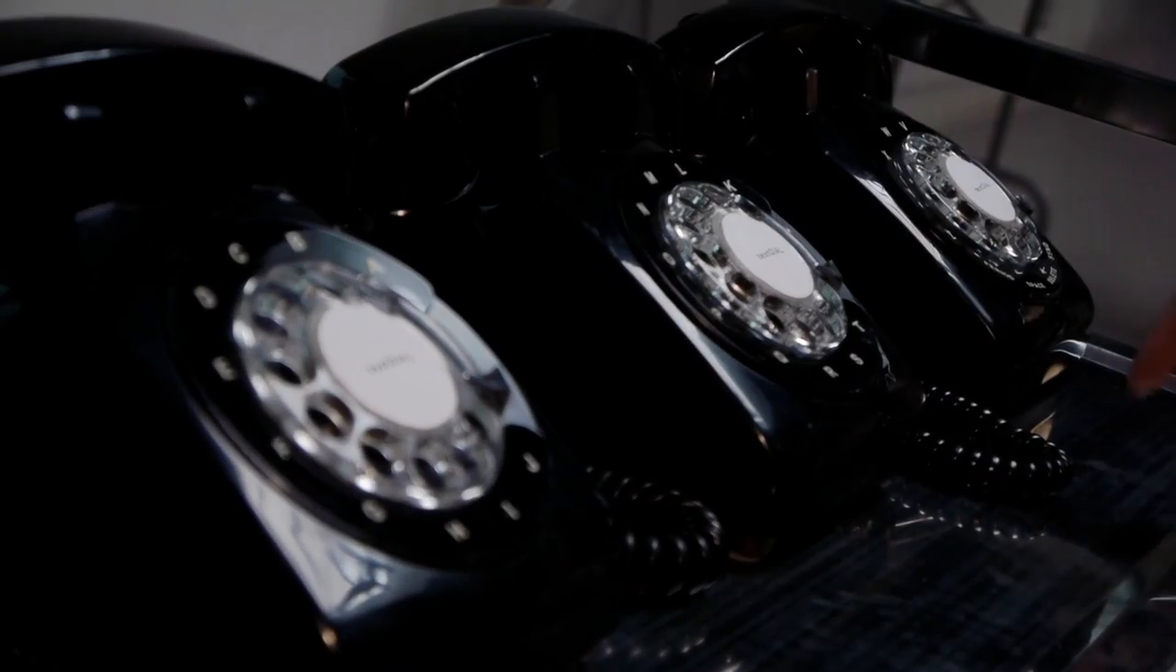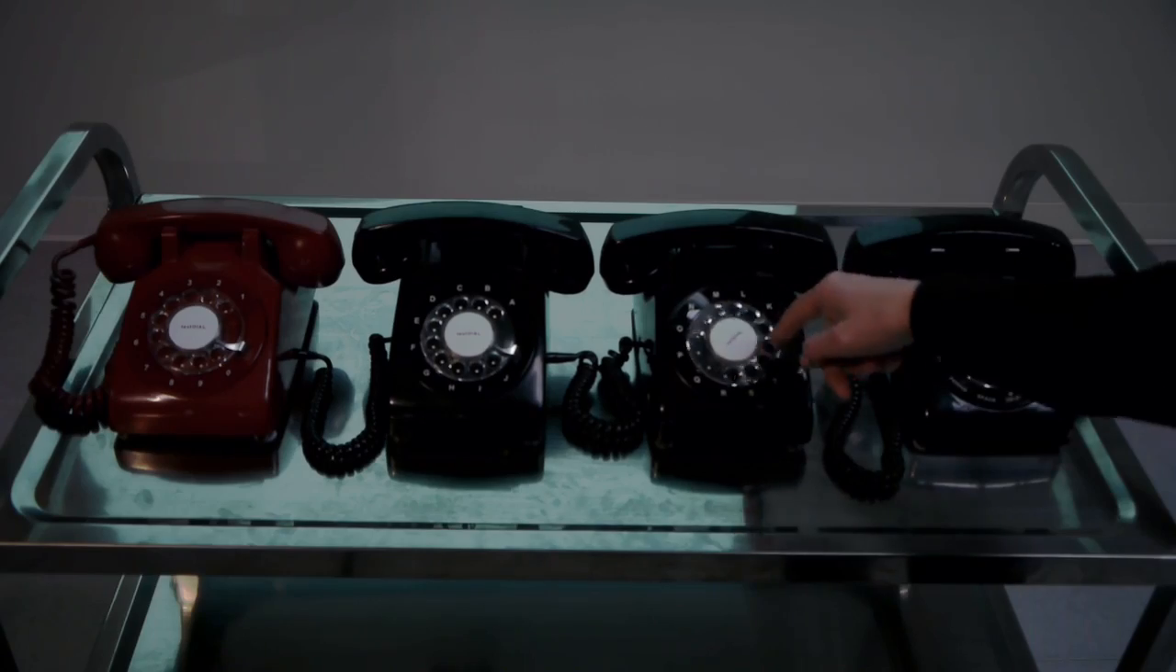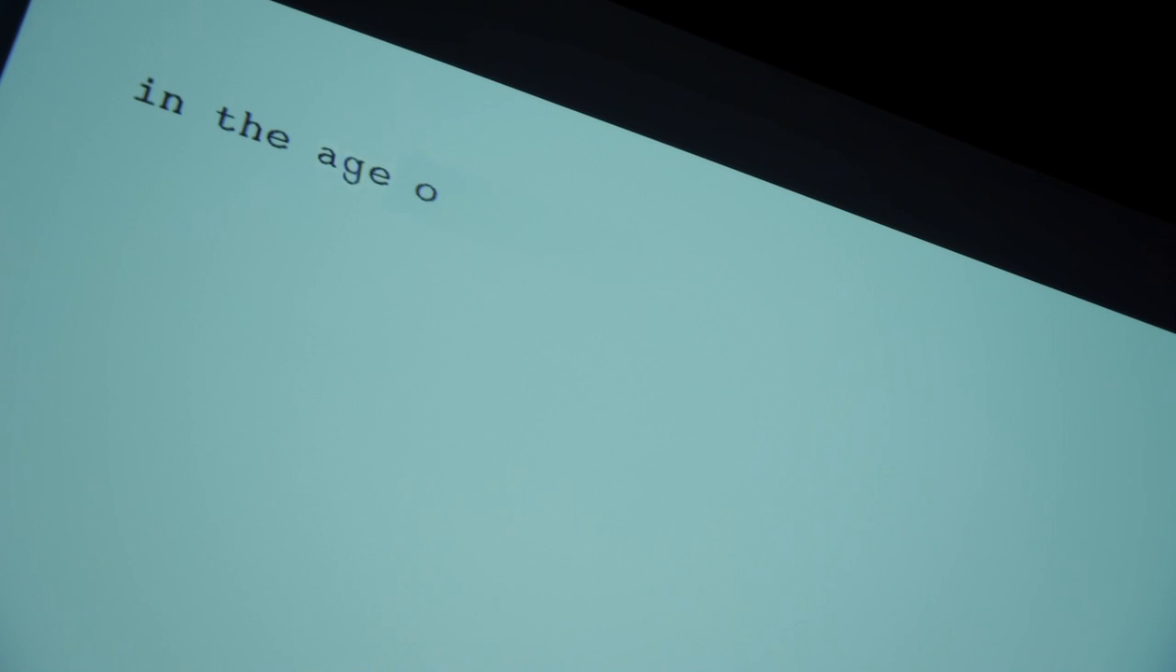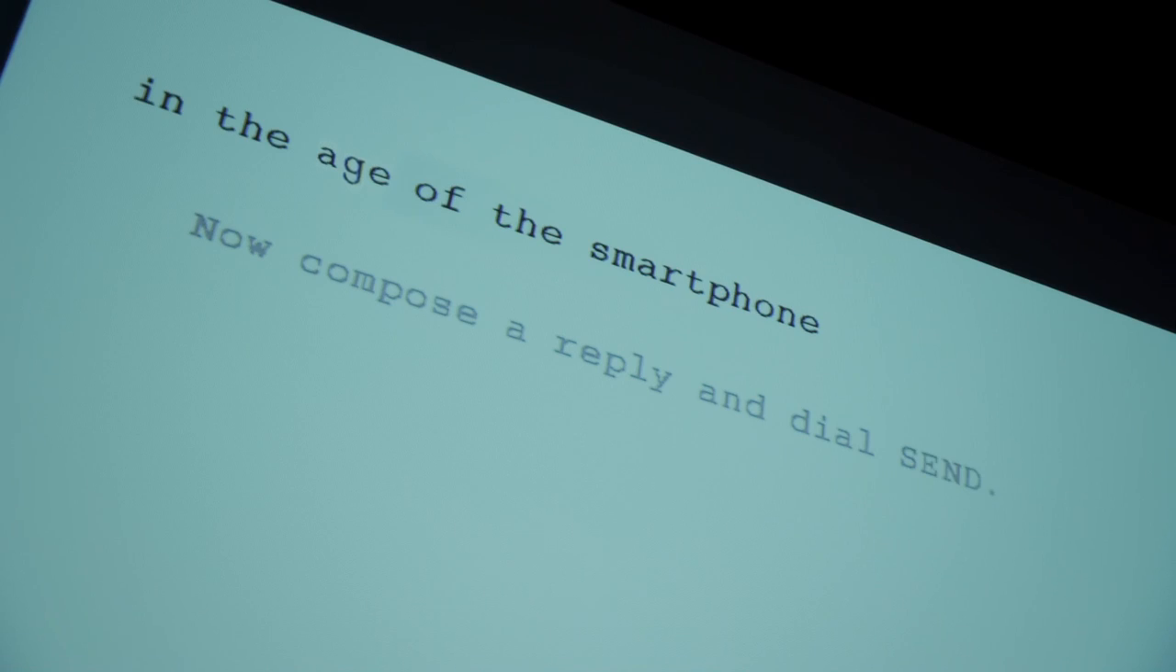It uses 4 phones for numerals from 1 to 10, 26 letters of the alphabet, and a few extra for period, space, delete, and send.